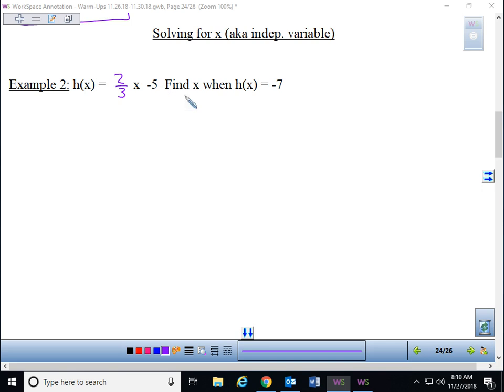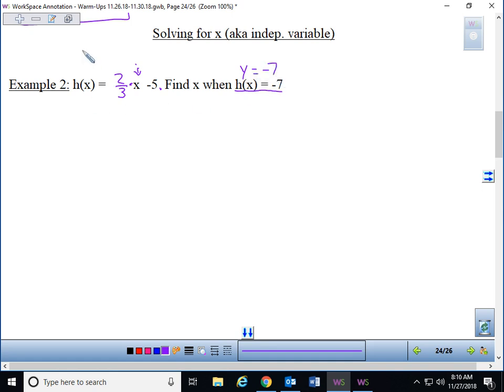We are going to solve for x, which means we're solving for the independent variable, when something's in function notation. So in our example here, we have h of x equals 2/3 x, or 2/3 times x, minus 5. And we're going to figure out what this x value is if this entire little expression, h of x, is negative 7. So again, if it helps you, think of h of x like y. So this is saying y is negative 7.